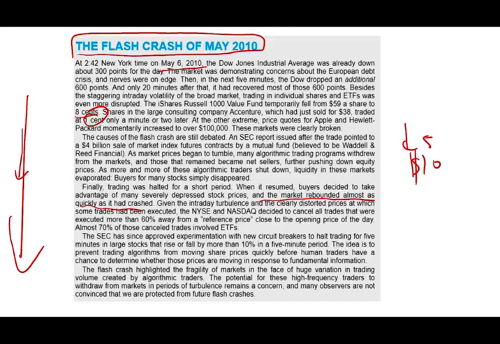Given the intraday turbulence and the clearly distorted prices at which some trades had been executed, the NYSE and NASDAQ decided to cancel all trades that were executed more than 60% away from the reference price, close to the opening price of the day. Basically, if you drop too much, they will not execute it. Okay, and almost 70% of canceled trades involved ETFs.